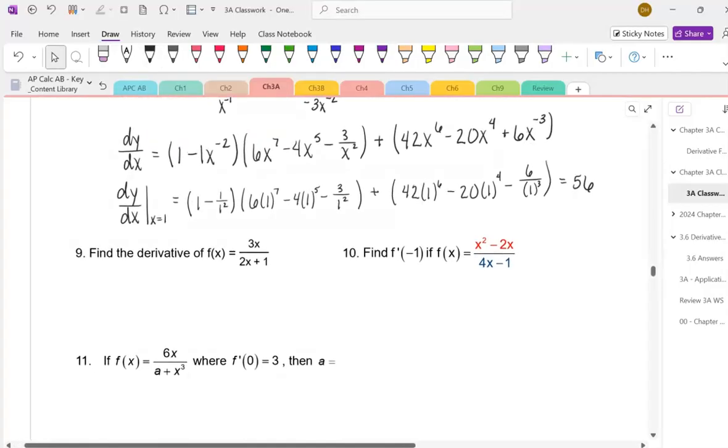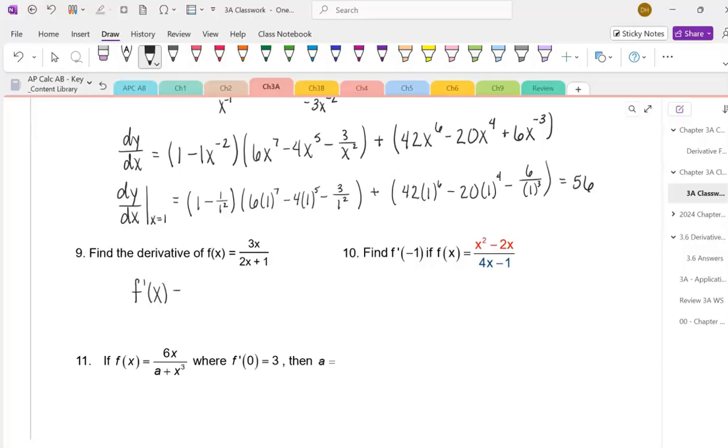Numbers 9, 10, even 11, they are all involving quotient rule. So for quotient rule, it is a huge pain, but I did some easier problems. Number 9, we're going to take the derivative of the numerator multiplied by the denominator minus the derivative of the denominator multiplied by the numerator all over your denominator squared. The only thing that you could potentially do is mess around with your numerator and multiply it through and then simplify.